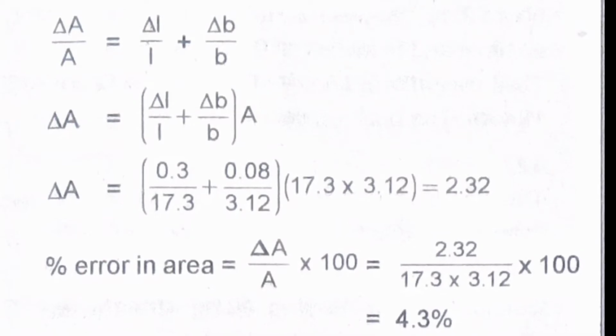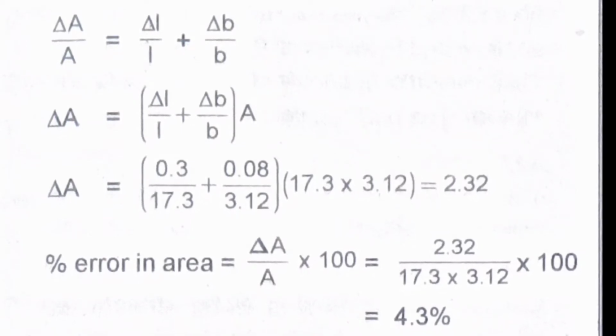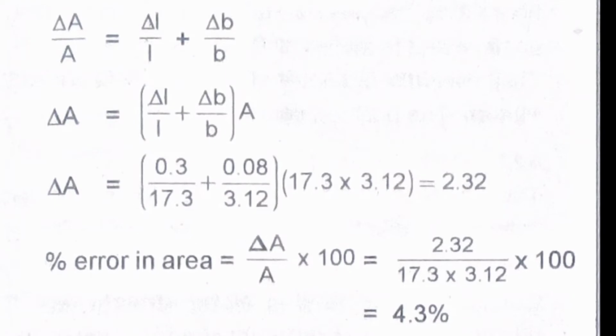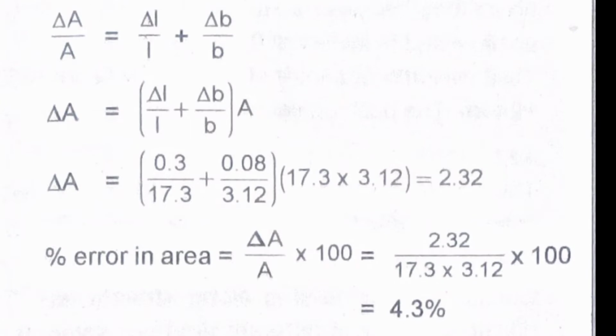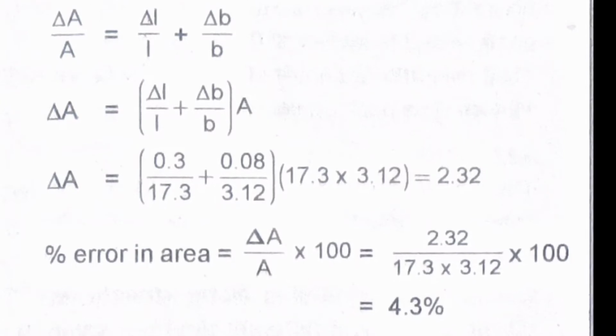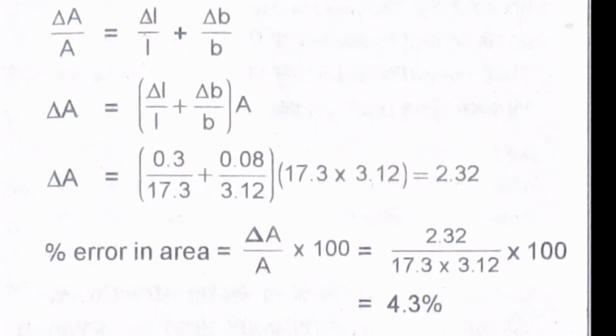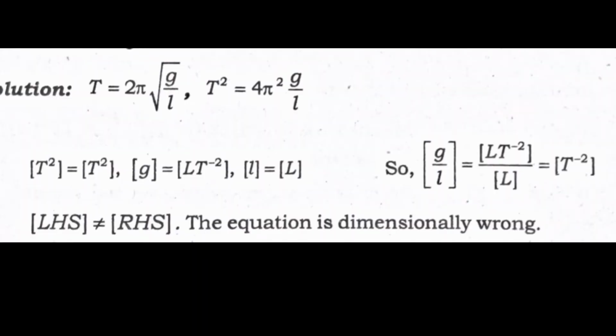That into 100. Now we have to calculate. So when we calculate, what we will get? The value is 4.3%. So that is the percentage error in area. Now we can answer the second part of the question.